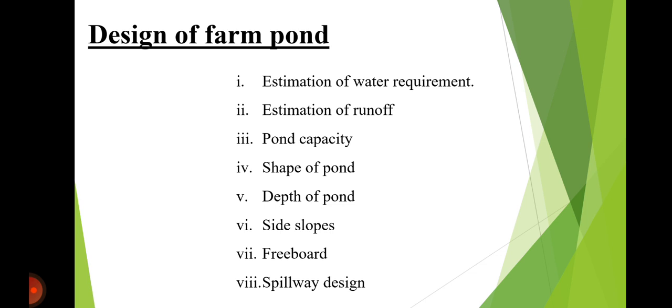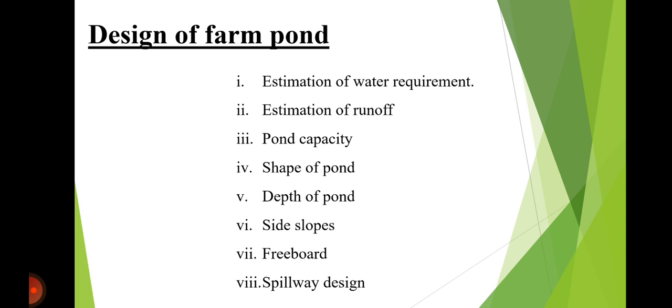Slope, if it is made with clay soil, is in the ratio 1:1 to 1.5:1, and if it is constructed using sandy soils, the ratio is 2:1 to 3:1. For freeboard, it is 0 to 1.0 meter. The storage volume for a pond is calculated by V is equal to H divided by 6 into A1 plus 4AM plus A2.